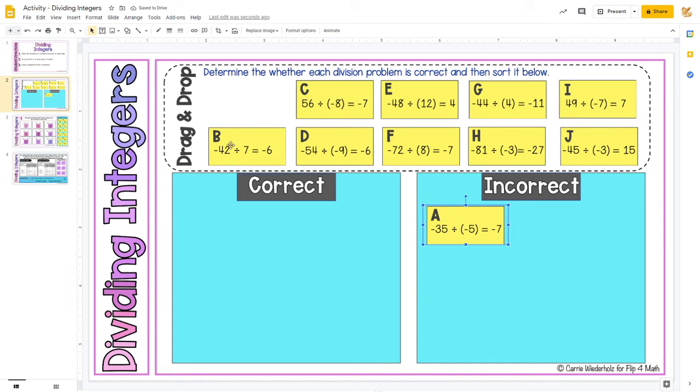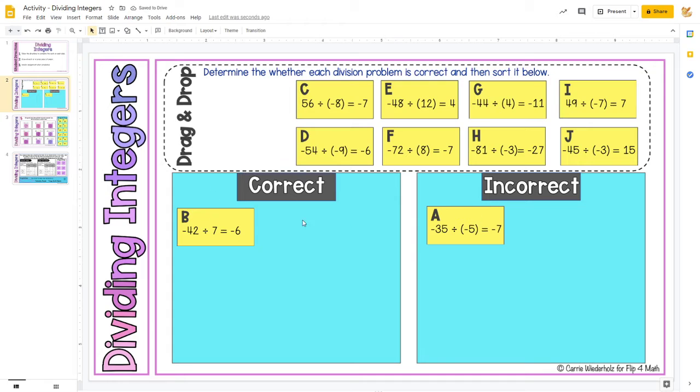For B, we have negative 42 divided by 7 equals negative 6. Well, 42 divided by 7 is 6. Since they are different, it should be negative. That's what's there. So it is correct.